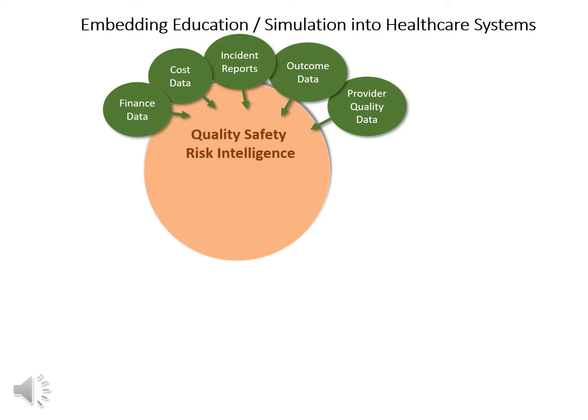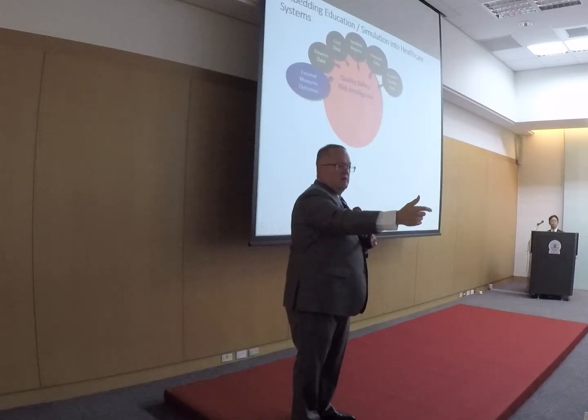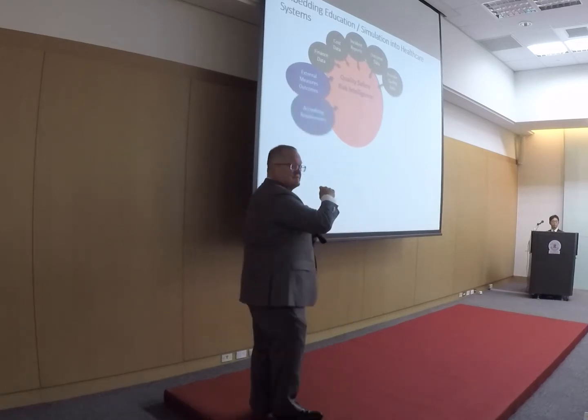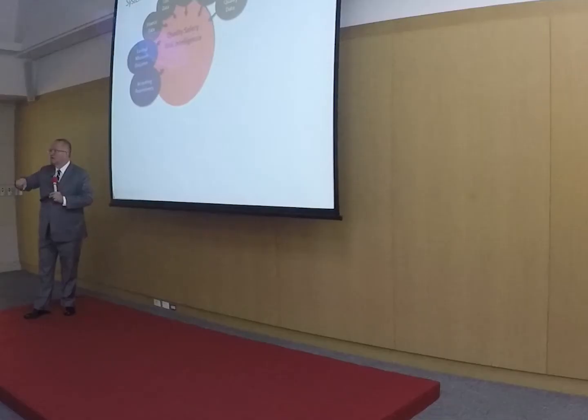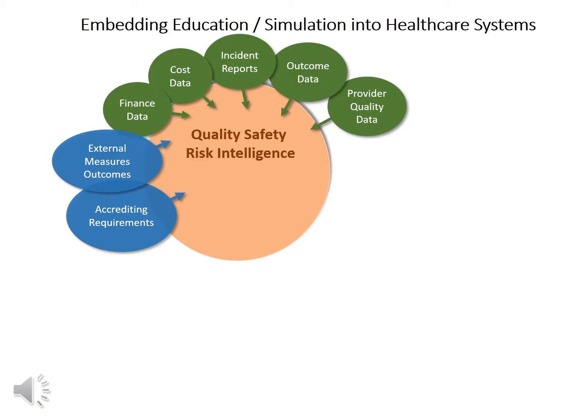Then there's external outcome measures. So some other people might be measuring what we're doing. Insurance company, the government. Accrediting bodies might have something to say. If you're a JCI hospital or you're some other accreditation through Taiwan, they're giving you feedback on where they think your problems are.